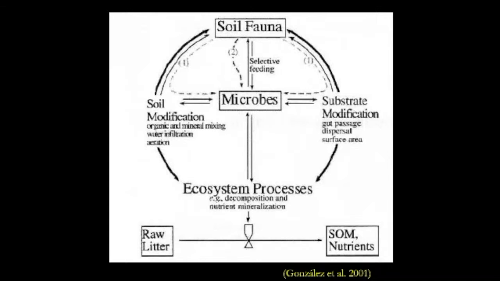But in the temperate subalpine example that I just showed, there is another way that they can also affect the ecosystem process, this decomposition process, through selective feeding, and that's what was shown in the previous graph.